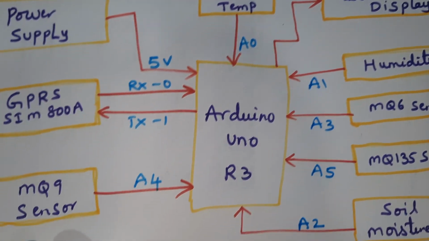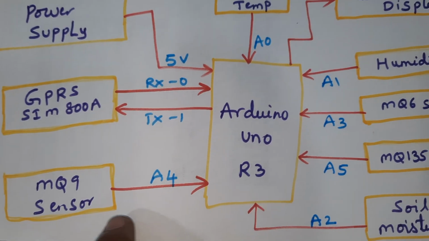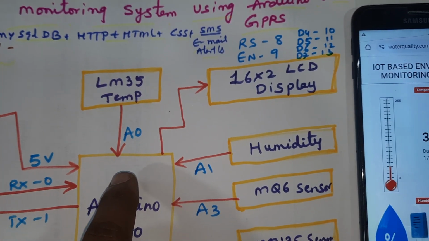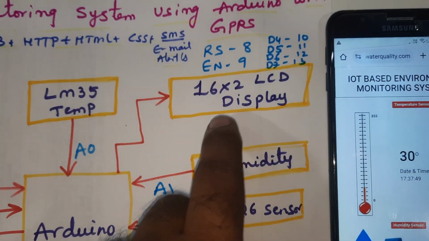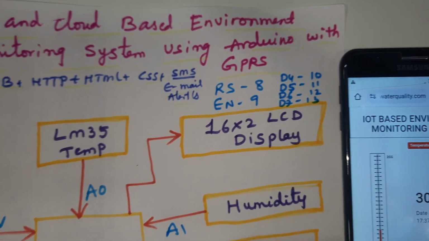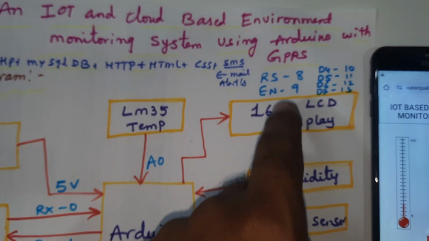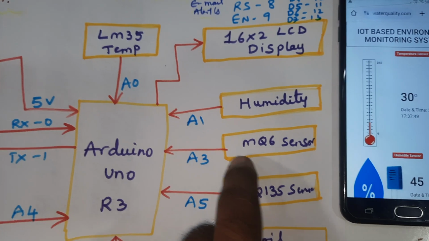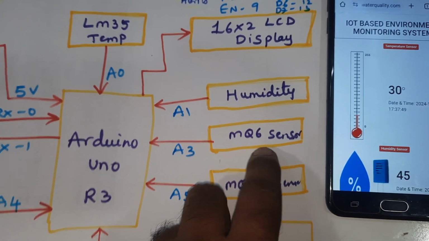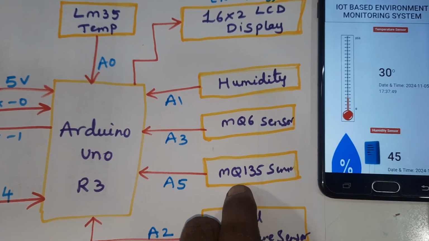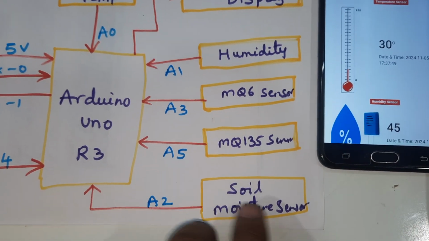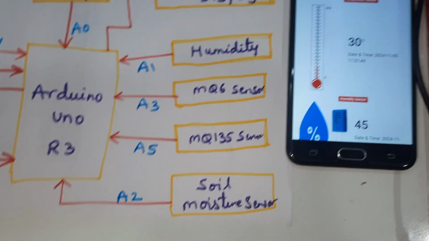and MQ9 carbon monoxide sensor, it is connected to the A4. LM35 temperature sensor is connected to the A0. 16x2 LCD display, it is connected with RS, enable, D4, D5, D6, D7, 8, 9, 10, 11, 12, 13. Humidity sensor, it is connected with the A1. MQ6 LPG gas sensor, it is connected with the A3. MQ135 air quality sensor, it is connected with the A5. Soil moisture sensor, it is connected to the A2.